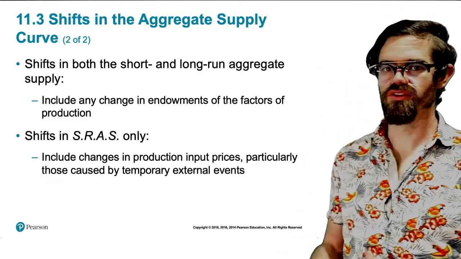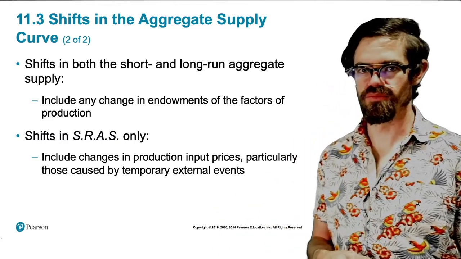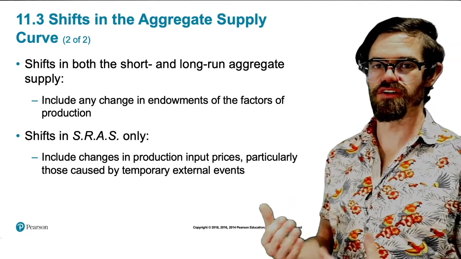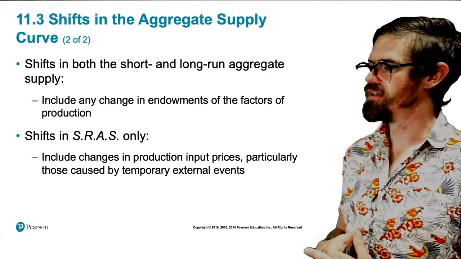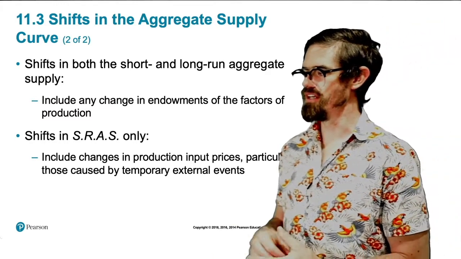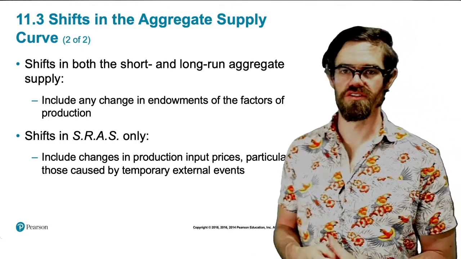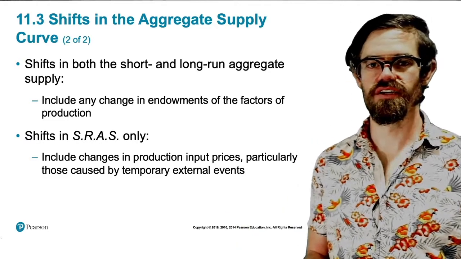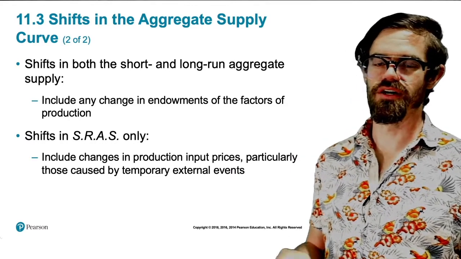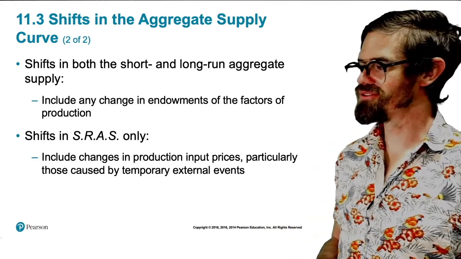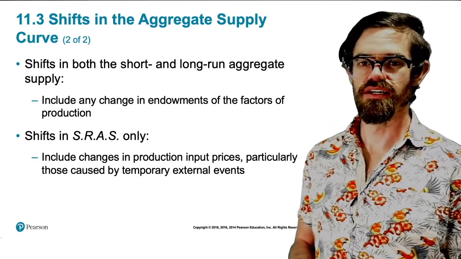Now, when the long-run aggregate supply curve shifts, it brings with it the short-run aggregate supply curve. So they shift together. If there's something that shifts long-run aggregate supply, it also shifts short-run aggregate supply. And this basically includes anything that brings about changes in endowments of the factors of production. So if we discover more resources like oil reserves, or we figure out a way to harvest asteroids for their metals, that would lead to both a long-run and short-run increase in aggregate supply.